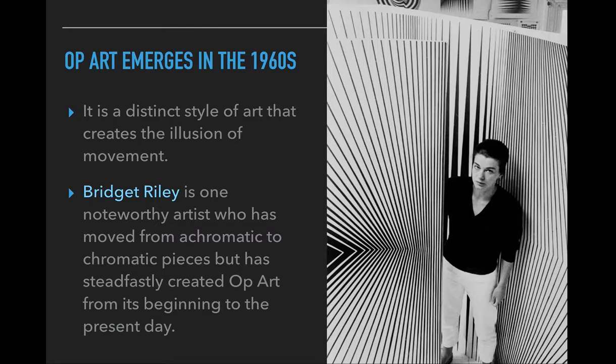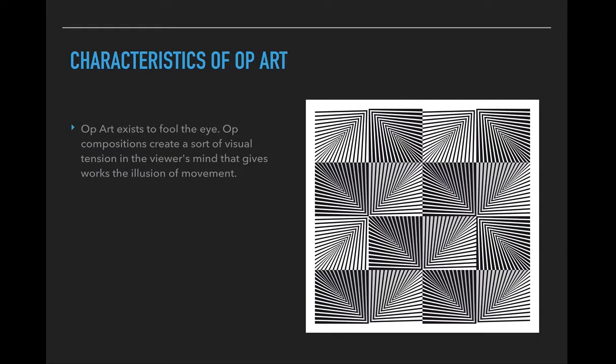Bridget Riley is one noteworthy artist who has moved from achromatic to chromatic pieces but has steadfastly created op art from its beginning to the present day. So achromatic means that there's no color and chromatic means that there is color. So a lot of the pieces that you see might be strictly black and white, and then you might see some that show signs of color.